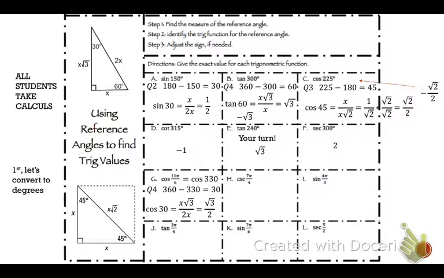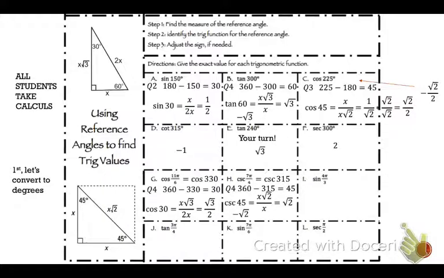Now cosecant of 7 pi fourths. So cosecant, change that to degrees first, that's cosecant of 315. 315 is in the fourth quadrant. To find our reference angle, 360 minus 315 is 45. So we have to find the cosecant of 45. Now cosecant is the opposite of sine. So sine is opposite over hypotenuse, which means cosecant will be hypotenuse over opposite. So this is going to be x square root of 2 over x, which is the square root of 2.